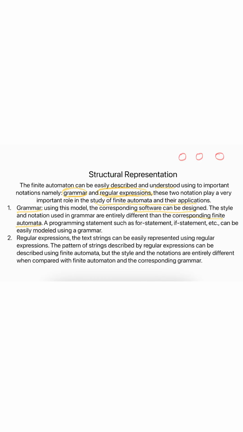So the structural representation of a finite automaton will be like this, with transitions from one state to another state. But in grammar, the representation is different. In further topics, we are going to see how we design grammars or write grammars for a particular given situation. This grammar can be used, for example, for designing the for statement, and the if statement can also be designed very nicely with grammar.